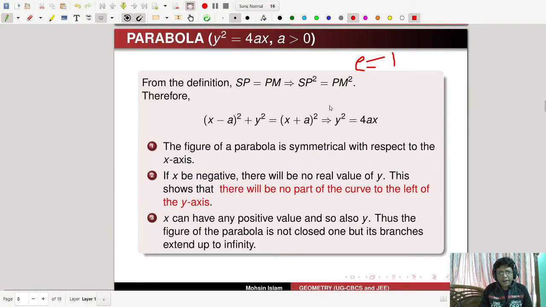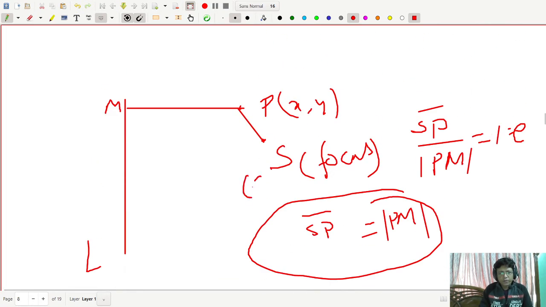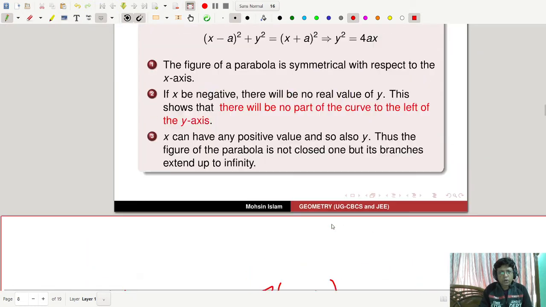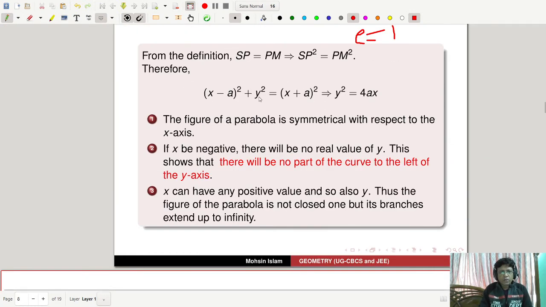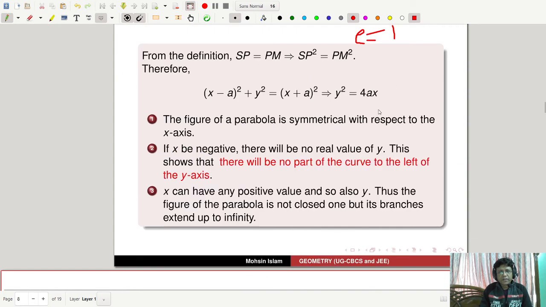If you square, suppose for simplicity the focus is a comma 0. Then SP you can calculate as x minus a whole square plus y minus 0 whole square, equal to the square of the distance PM. You will get the first standard form of the equation of the parabola, y square equal to 4ax.